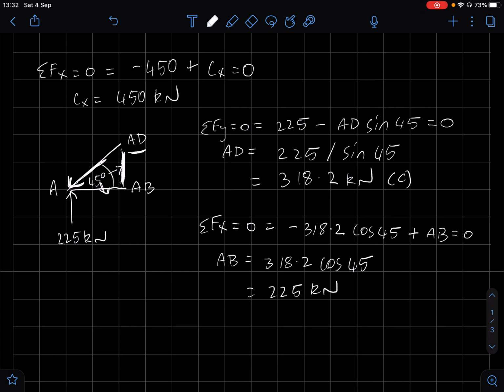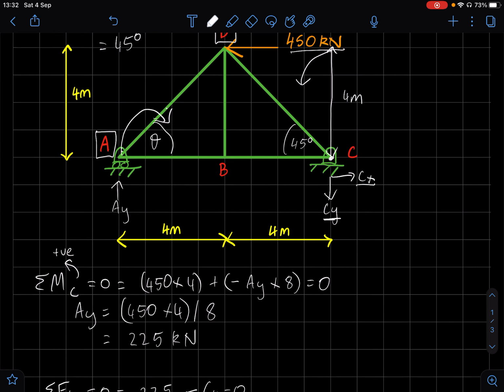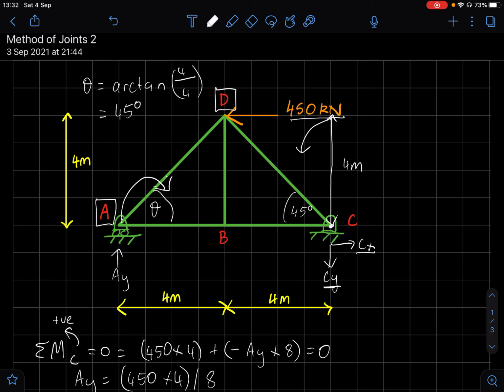225 kilonewtons. And so this member, AB, I'll just redraw it. That's AB. It's going in the positive direction, isn't it? So that's going to be in tension. So now we have the forces for AD and AB. Let's quickly label them. So AD was 318.2 kilonewtons in compression, and AB was 225 kilonewtons in tension.